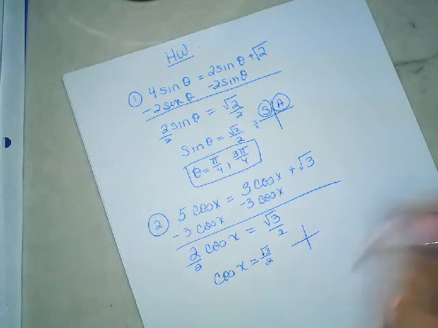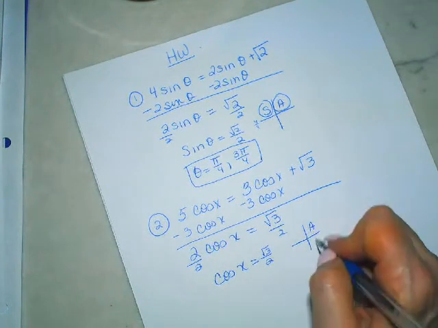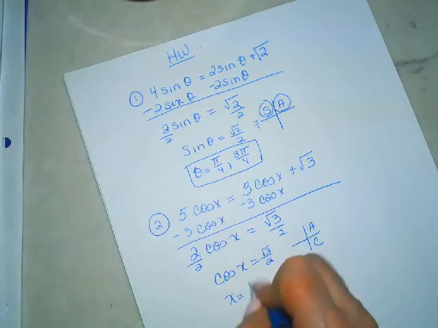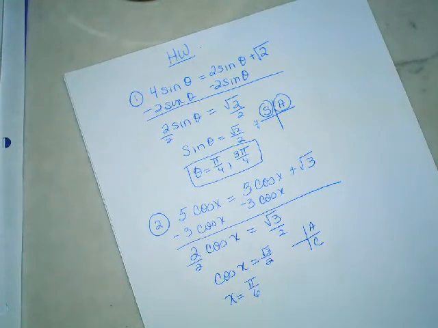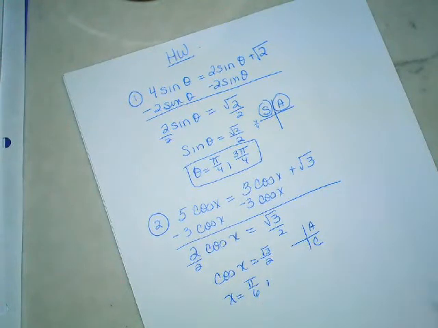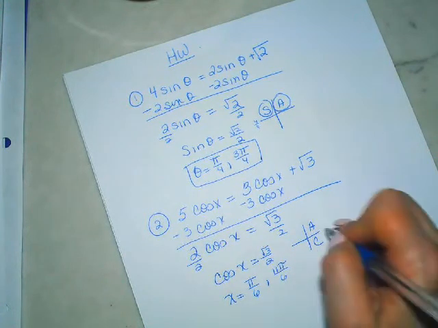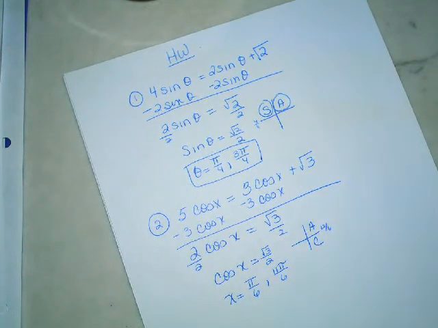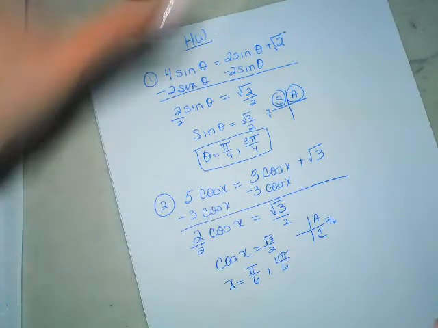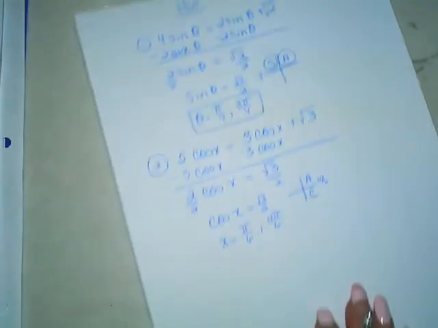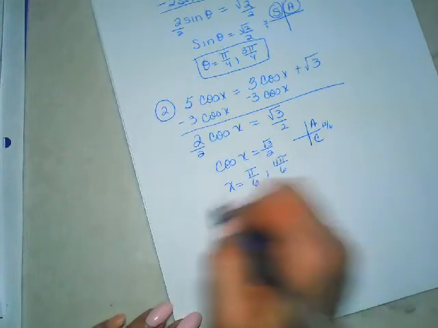Again, where is cosine positive? It's positive in quadrant 1. It's positive in quadrant 4. The angle in quadrant 1 is going to be pi over 6. And in quadrant 4, it's going to be 11 pi over 6, because we know that this is 12 over 6. Okay, you guys can do this with your unit circle sitting right next to you. All right, let's do number 3.